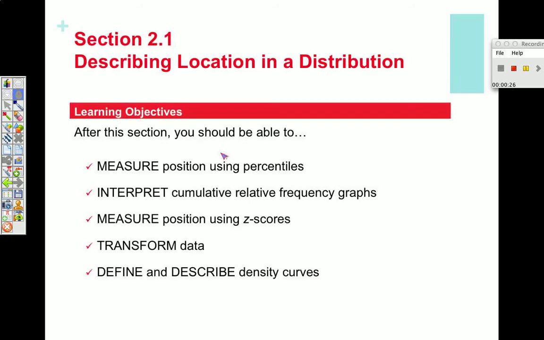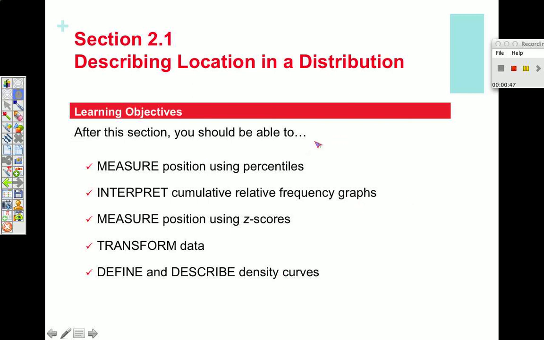So today, in this section, we're going to look at measuring the position using percentiles. We're going to talk about cumulative relative frequency graphs. We're going to talk about z-scores. In the next video, we're going to look at transforming data and defining and describing what a density curve is.